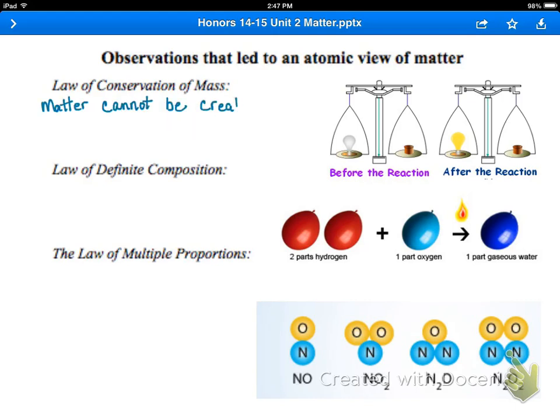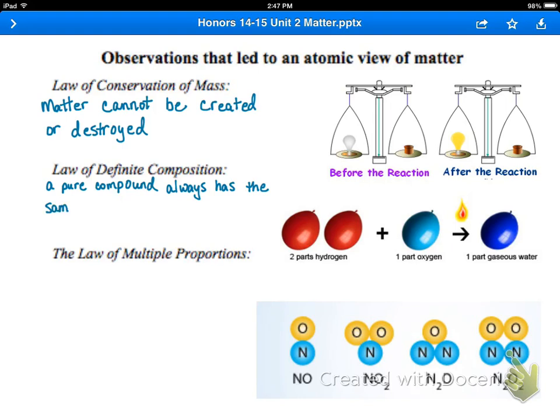And it says that matter cannot be created or destroyed. So if you have a reaction, before the reaction, we can weigh everything. After the reaction, if we weigh everything again, it has to weigh exactly the same amount. If a gas is formed in the reaction, remember that gases have mass, and so they will add to the mass of the final reaction.